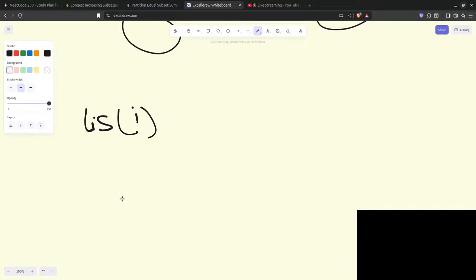On the surface level, this equation seems right, but there is a problem with it. The problem being that I'm only considering I plus 1 positions. What if, let's say I'm at I equal to 0, right? So one option is to pick it, one option is to not pick it and go to I plus 1, correct?